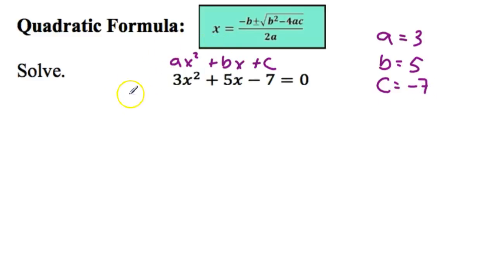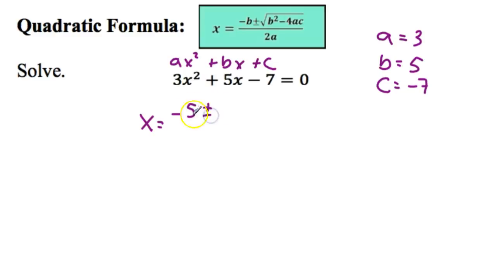Then all you have to do to solve it is plug in the numbers for the letters. So here's the formula up there. You should copy that down in your notes. And we write x equals negative, then we put in a b. The b is 5, so it's negative 5.